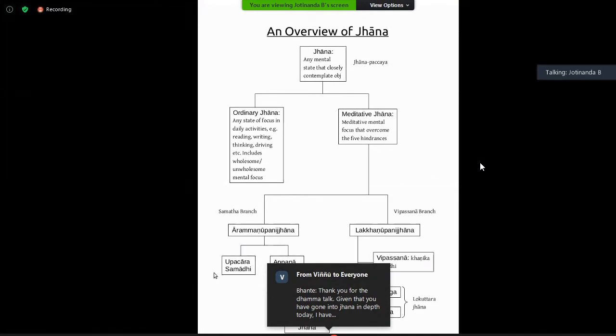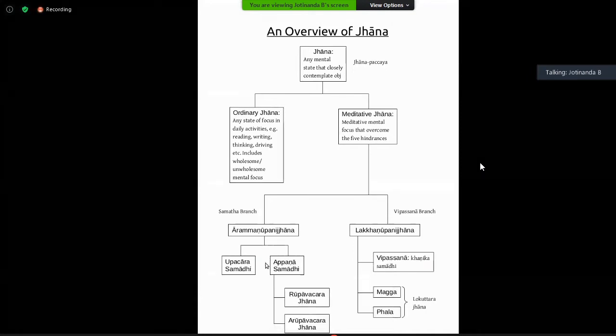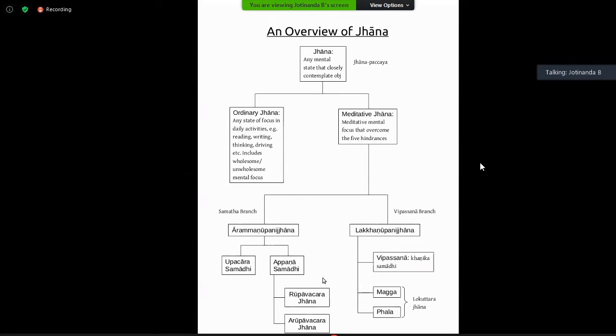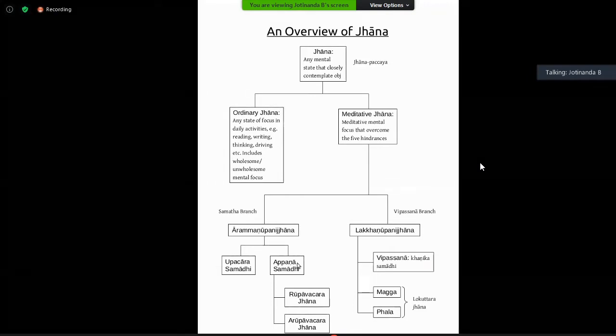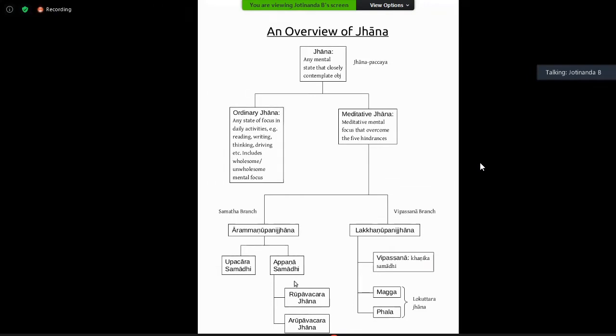Okay, then from upachara samadhi, you develop further. When the jhana factors become strong enough, then the appana samadhi arises. Appana means absorption. So the whole mind absorbs or unifies with the object. And appana samadhi, there are two kinds.